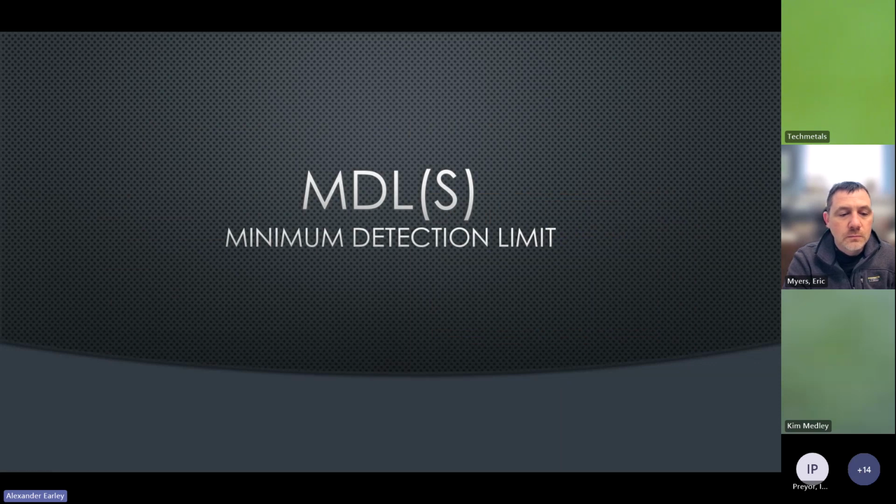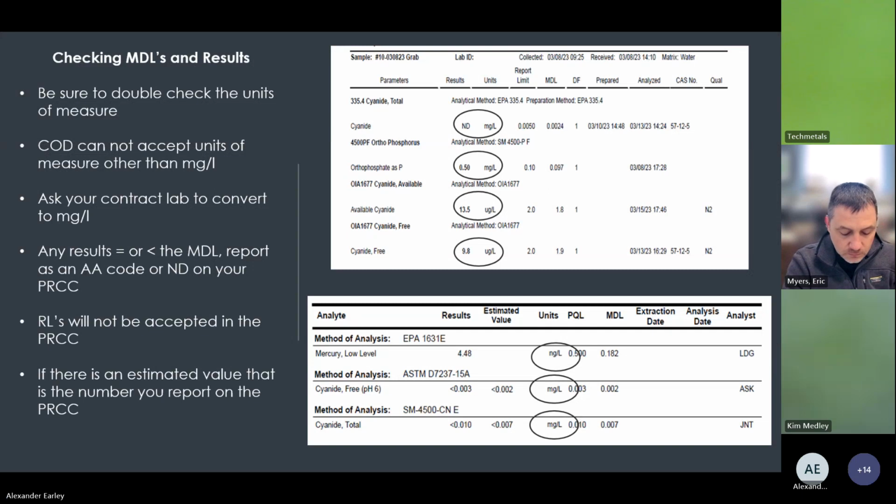Right, so we'll get into MDLs now, or the minimum detection limit. So once again, you have the two pictures. Obviously, we circled some of the analytes that are in there. Make sure that you check the units of measure once again. You keep hearing us say it, check the units of measure, because we cannot accept anything other than milligrams per liter.